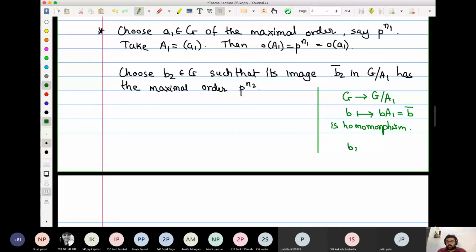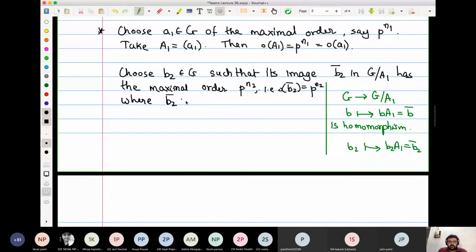So once you have B2 here, what is the image of B2 under this homomorphism in G quotient A1? This is B2A1, which is B2 bar. The order of B2 bar is P power n2. So what do we mean by image? B2 bar is nothing but B2A1. It is a coset B2A1. Okay. So this has maximal order.